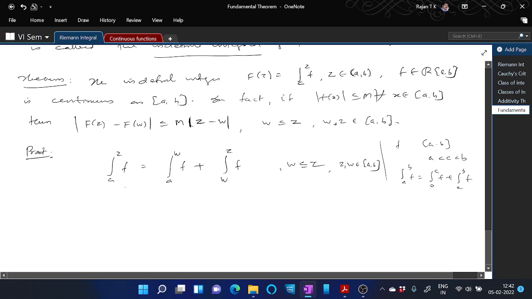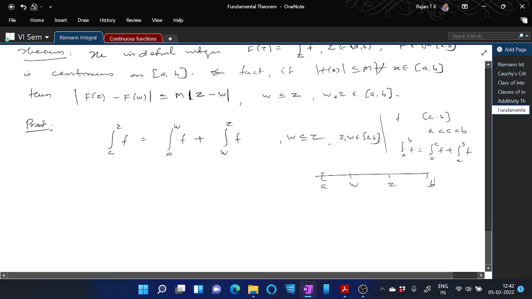So we need it in this form. We write integral a to z f is equal to integral a to w f plus integral w to z f. So this is a, this is w, this is z, this is b. So we have integral w to z is a to z minus a to w. That is written here: integral a to z f is equal to integral a to w f plus integral w to z f. And this can be written as, by the definition, F of z, this is F of w, plus integral w to z f.